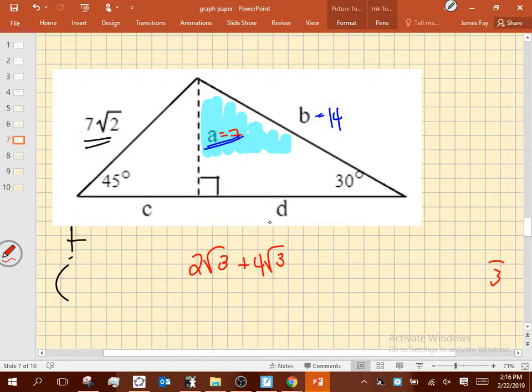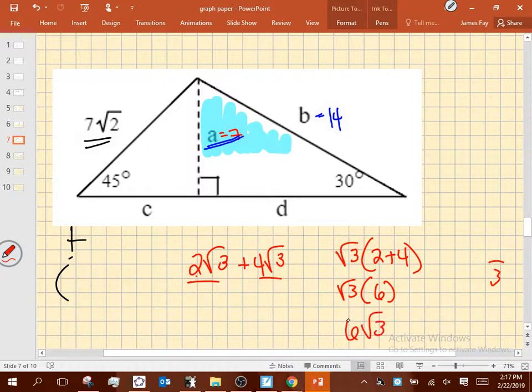Yeah. Another way of approaching that is, what do they have in common? Do they both have a radical 3 in common? If I factor that out, I would have something that looks like that, right? What's 2 plus 4? 6. So I have radical 3 times 6, and usually we write that as 6 radical 3.